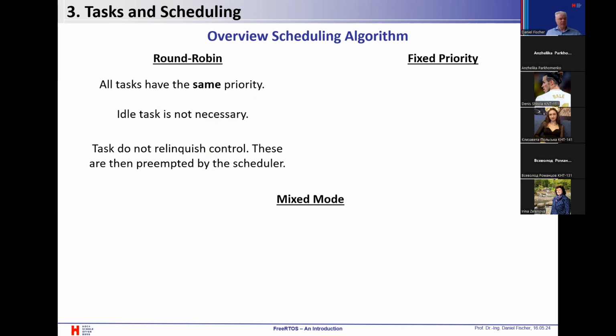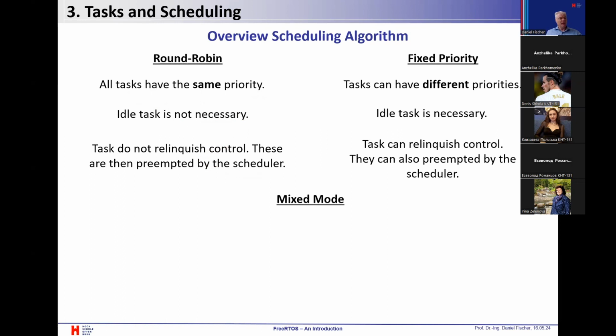We will see it. For real-time applications, it's better to use fixed priority. Tasks can have different priorities. An idle task is not necessary. Tasks can relinquish control. That means a task can give back the control to other tasks. We will see this in an example. And also they can be preempted by the scheduler.